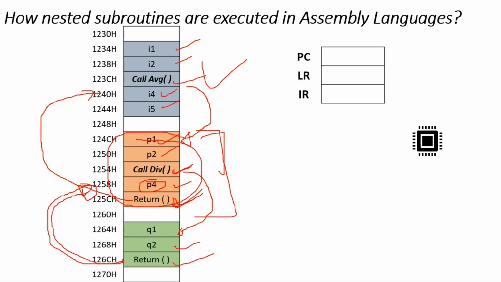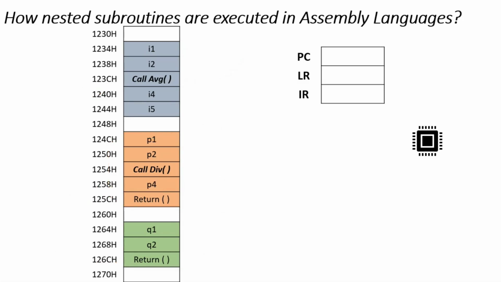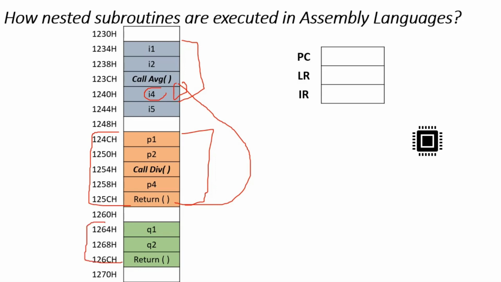So it is very important how return is done. The return statement makes the processor go back to the routine which has called it and execute the next instruction after the function call. That means when the main function called the average function, once the average function completes, I will go back to the main function and execute I4. When my average function called the divide function, after completion of divide, I will go to the average function and execute P4. This is how it works.